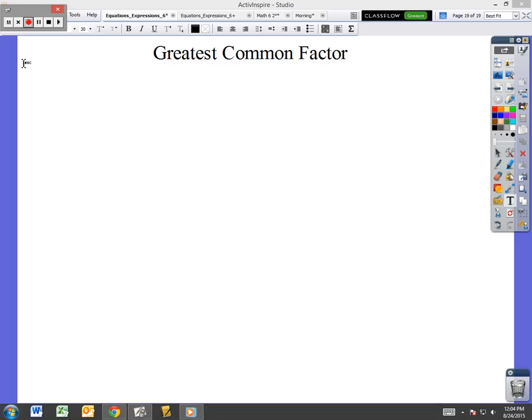I wanted to come to you with a video that really ties in nicely with exponents. It ties in nicely with prime factorization. We're talking about greatest common factor, and then we'll eventually get to least common multiple, but let's first have a firm understanding of greatest common factor. Greatest common factor is the largest factor that both numbers have in common.